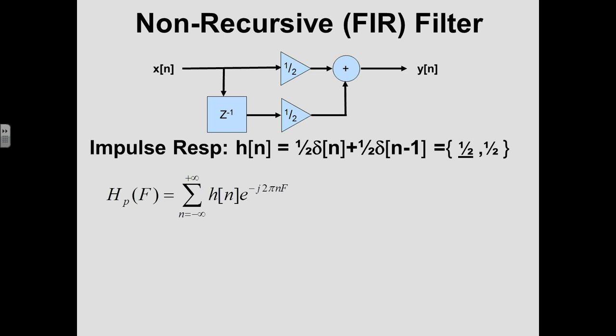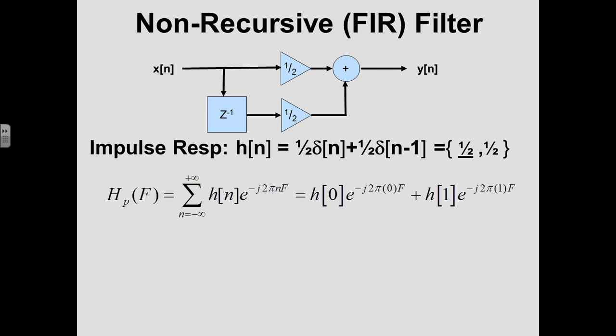So if we're working with the defining equation, we would write out the sum terms of the discrete time Fourier transform definition for all the values of h of n that are non-zero. In this case, we only have two: we have the n equals 0 term and the n equals 1 term. So writing those out, we have the h0 term with e to the minus j 2 pi times 0 times F, added to h1 e to the minus j 2 pi times 1 times F.